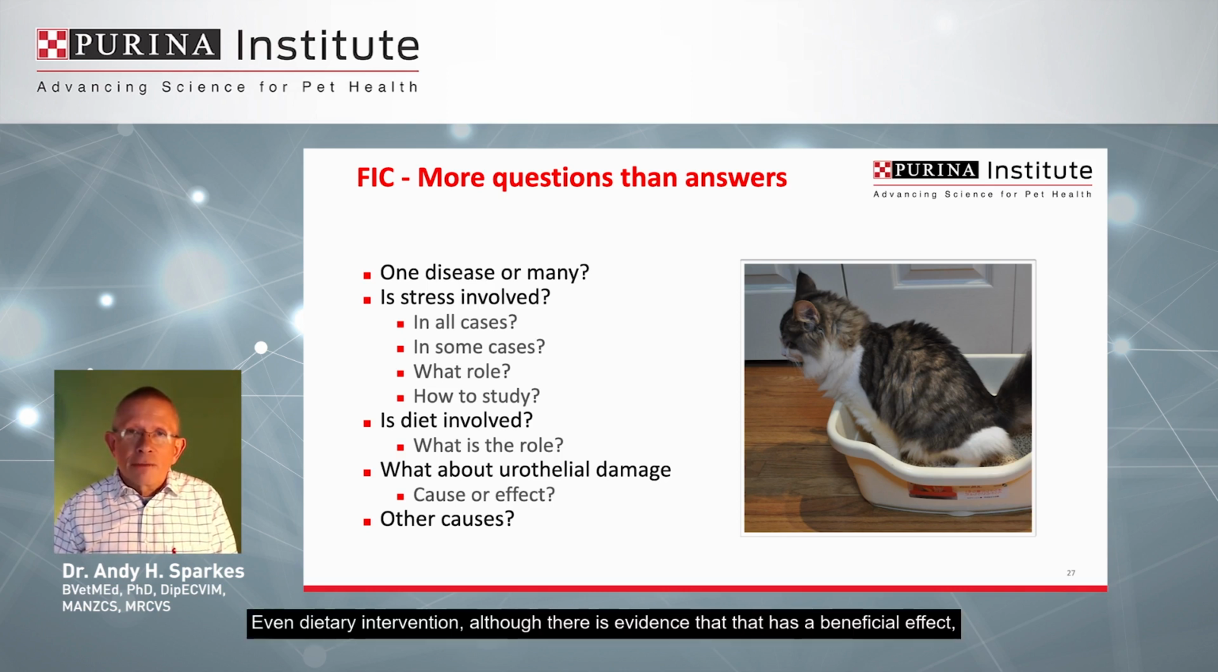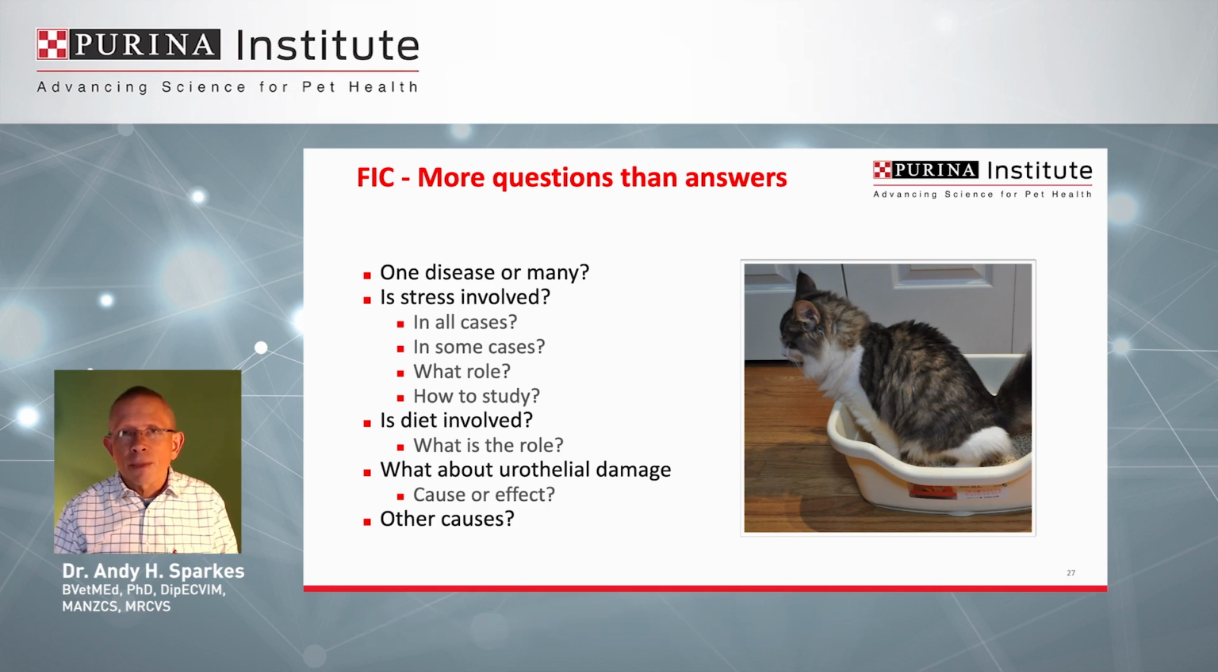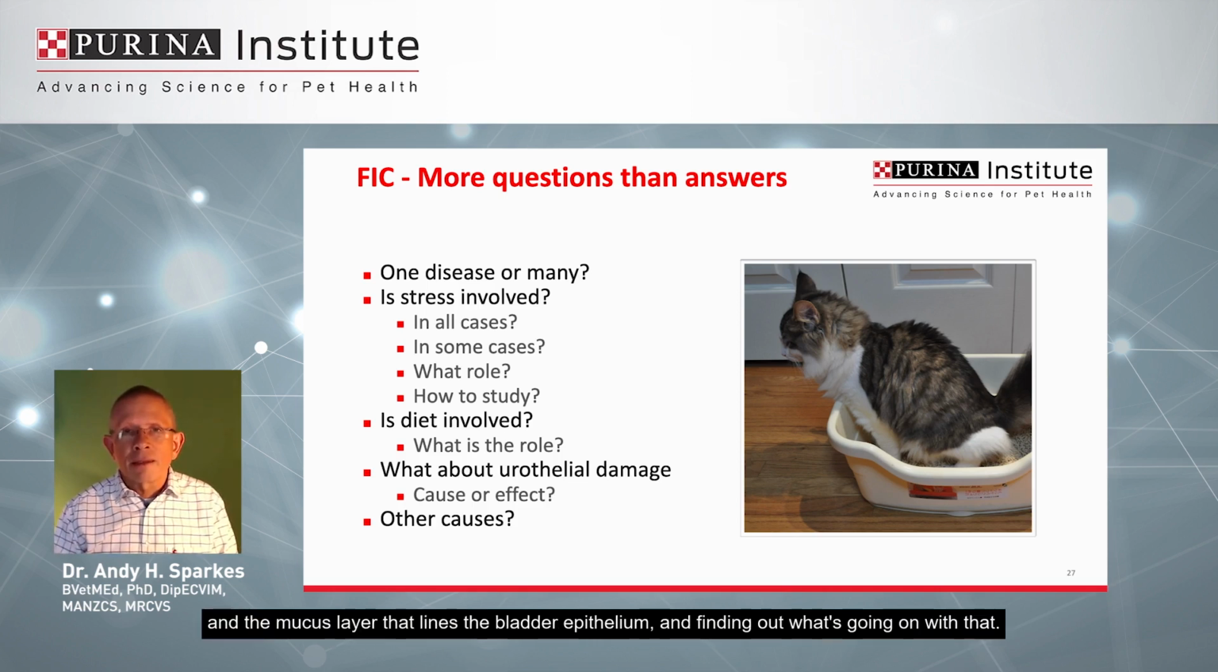Even dietary intervention, although there is evidence that that has a beneficial effect, we don't know how that is working at this point. So certainly more that needs to be done with that, and also, of course, looking at that aspect of urothelial damage and the mucus layer that lines the bladder epithelium and finding out what's going on with that. So many things that we need to look at, many questions that remain unanswered.